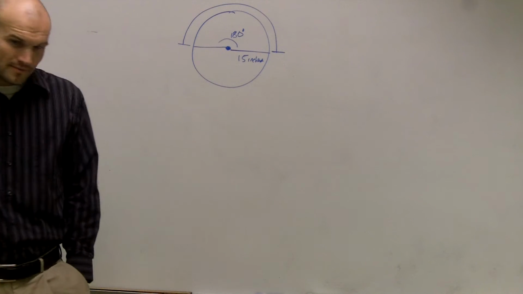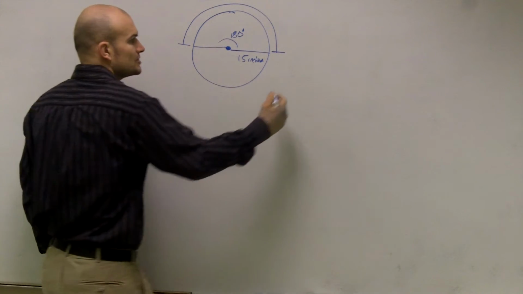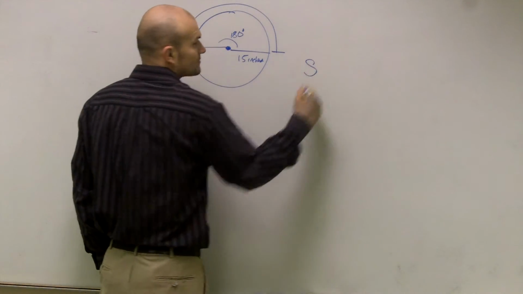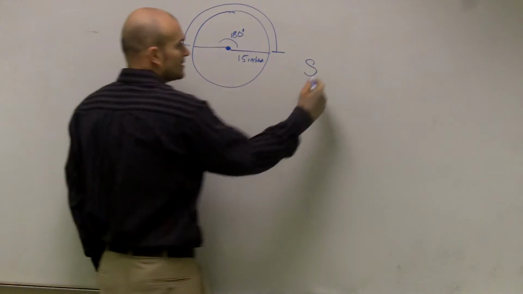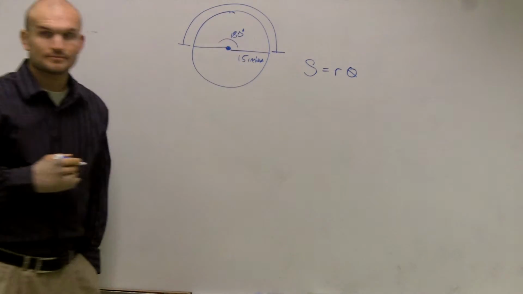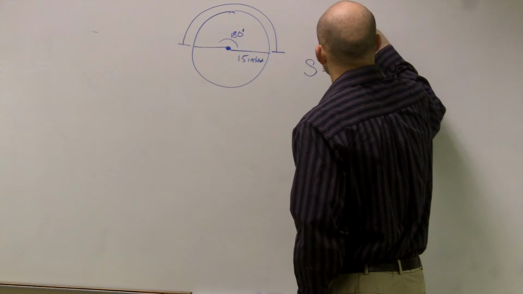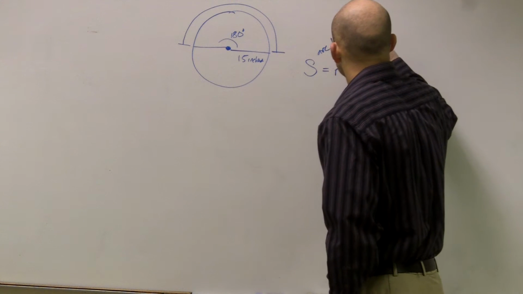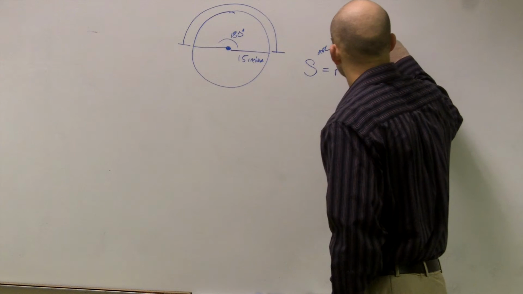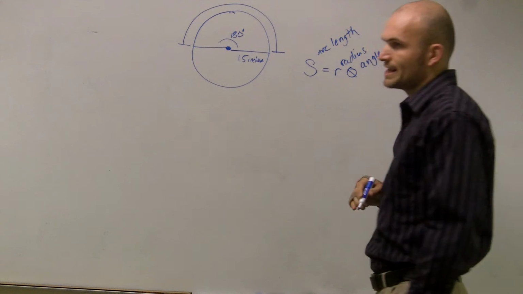All right, so one thing when we're trying to find the arc length is we have to remember a general formula. The general formula is S, which we represent as our arc length, is equal to the radius times theta. So that's arc length, that's radius, and that is our angle.